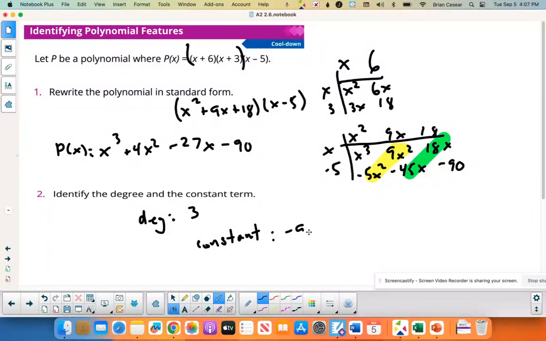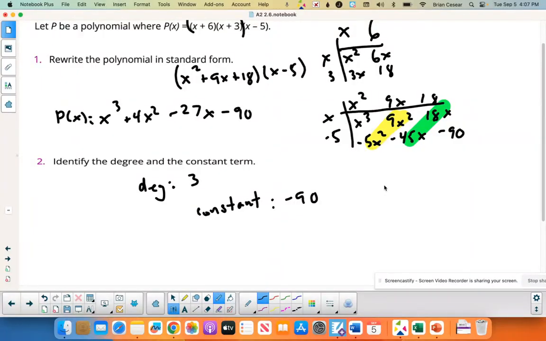is negative 90. And just a little bonus here, your x-intercepts are negative 6 from there, negative 3 from there, and positive 5. My y-intercept is the constant, so that would be negative 90.